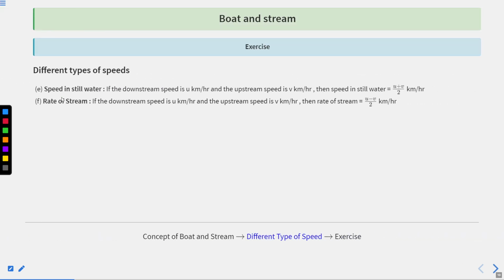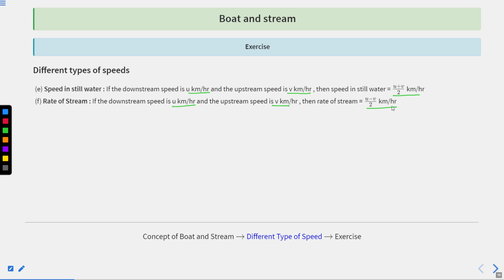Okay. So what are the different types of speeds? Speed in still water: if the downstream speed is U kilometer per hour and the upstream speed is V kilometer per hour, then the speed in still water will be (U plus V) upon 2 kilometer per hour. The rate of stream: if the downstream speed is U kilometer per hour and the upstream speed is V kilometer per hour, in that case the rate of stream is (U minus V) upon 2 kilometer per hour.